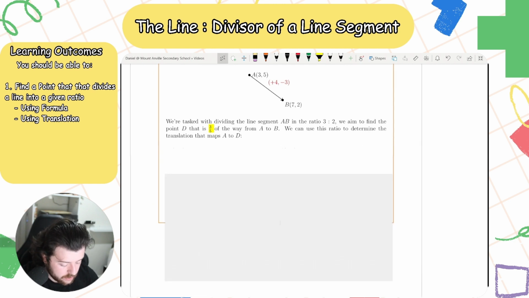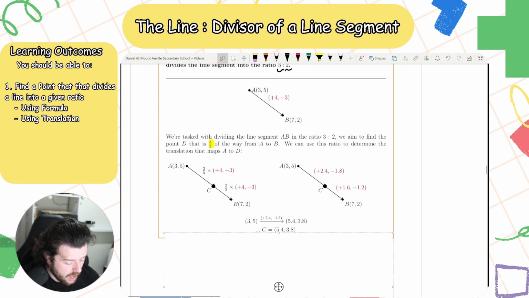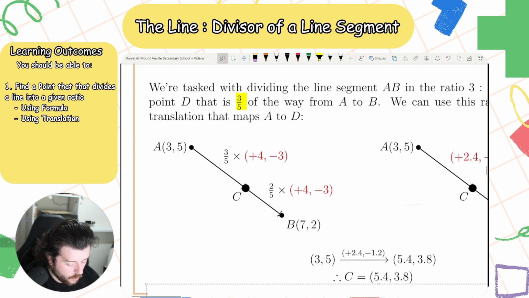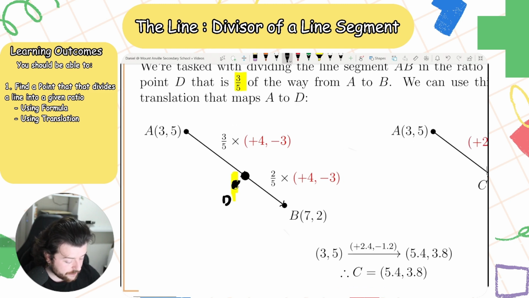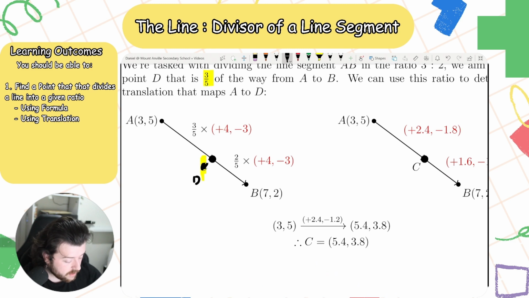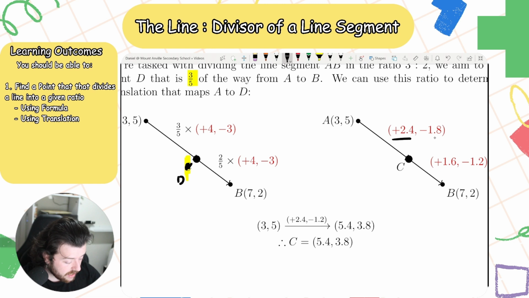So what we need to do is draw a sketch of my translation now again. And what's happening here? Well, there's a point C. Sorry, I said D, but whatever, it's a dividing point, it doesn't matter. So 3/5, I multiply my translation by 3/5. So 3/5 times 4 is going to be 2.4, and 3/5 times minus 3 is going to be minus 1.8.